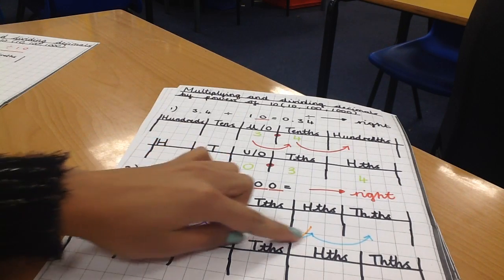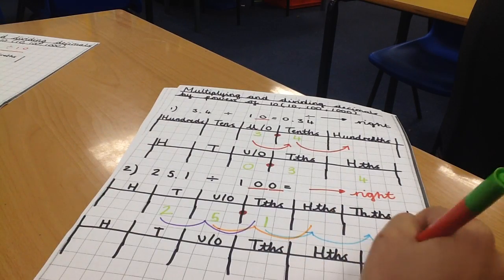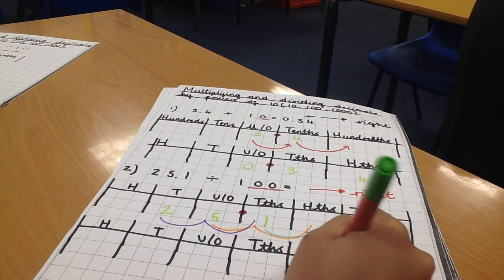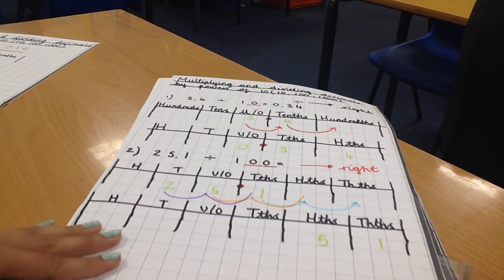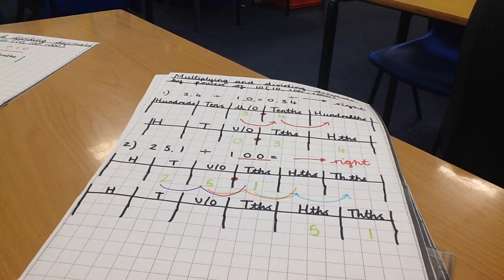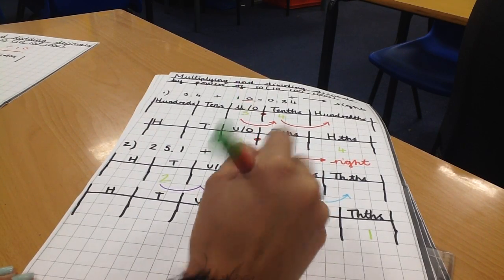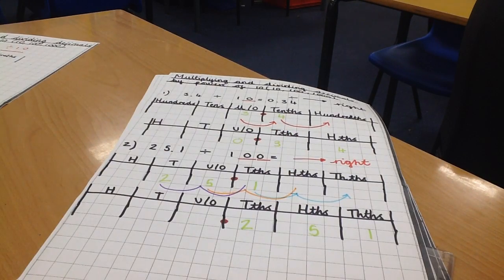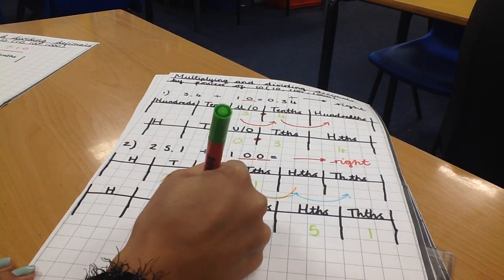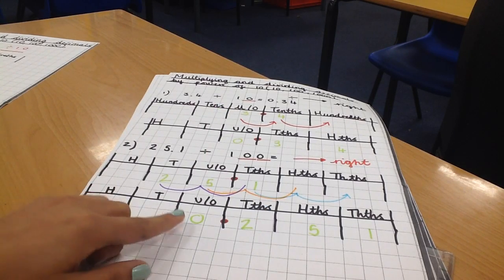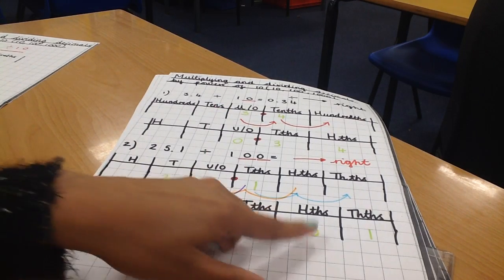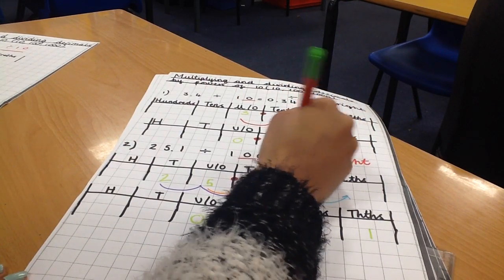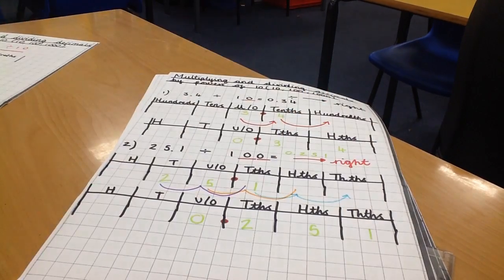The 1 moved to the thousandths column. The 5 moved 2 places to the hundredths column. And the 2 moved 2 places to the tenths column. We add in our decimal point, which never moves, and we add in our placeholder. Okay? Which means 0.251 is the answer to this question. And I'm just going to slot it in up here. 0.251 is the answer.